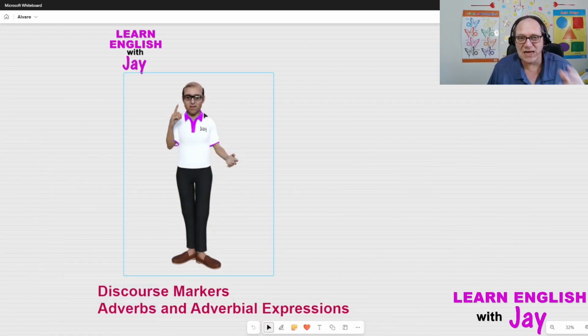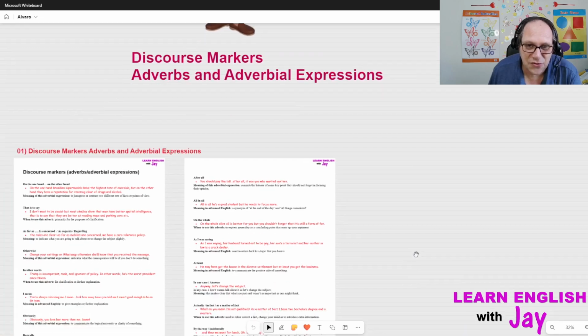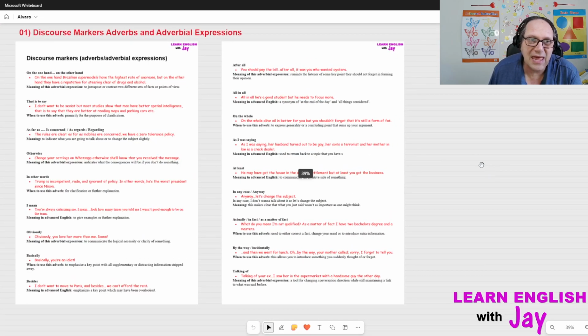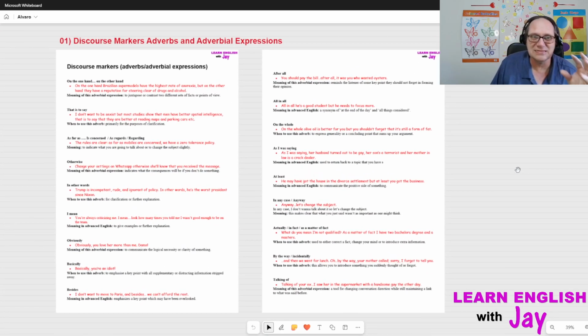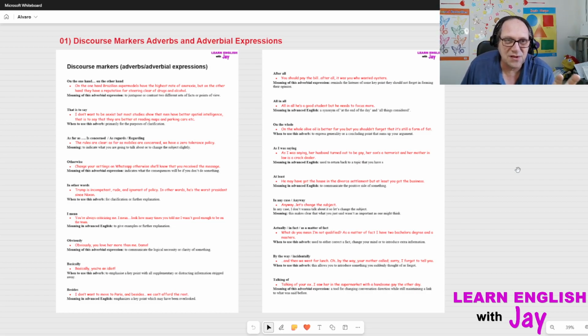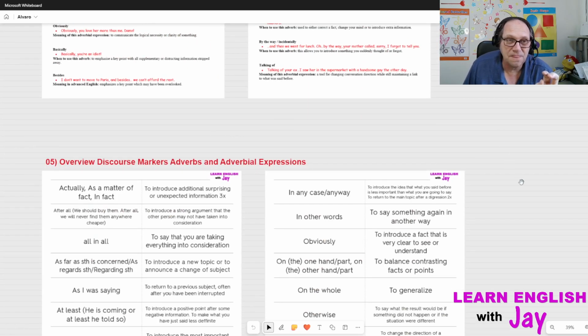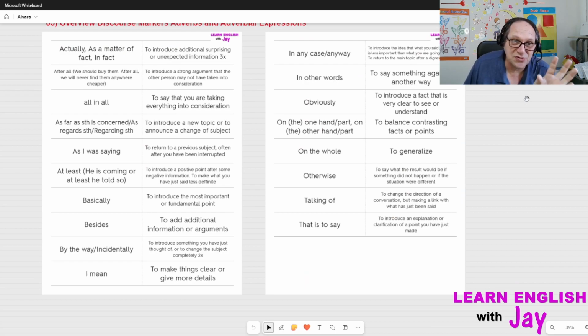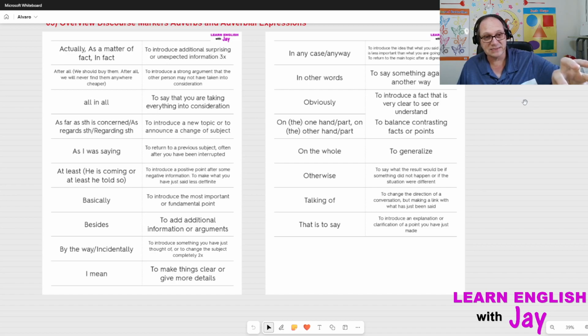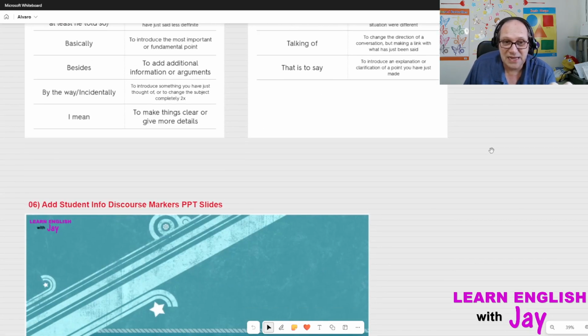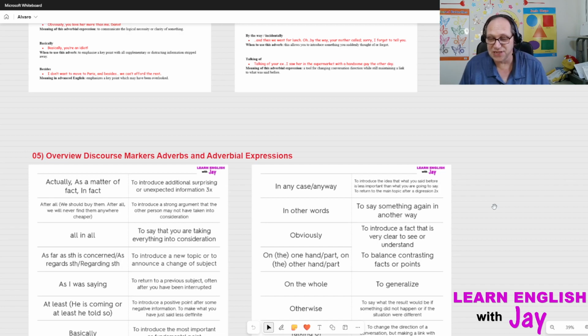What I'm going to send through to you by email is the discourse markers for adverbs and adverbial expressions. Everything that we've gone through now, just in a more condensed form. I'm also going to be sending through an overview of these different sayings, these expressions. That should help you quite a bit with regard to discourse markers number 2.